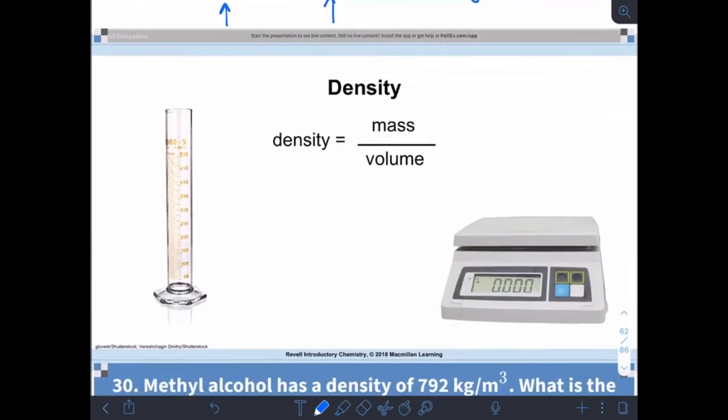All right, finally a new concept, right? But what's nice about this is because we have a fraction, I can use density as a conversion factor, just like everything else we've done. Right? Mass divided by volume, mass per volume. Anytime you have something per something, you can use it as a conversion factor.